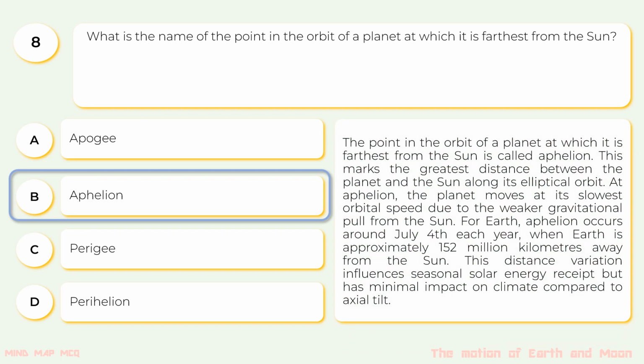The point in the orbit of a planet at which it is farthest from the Sun is called aphelion. This marks the greatest distance between the planet and the Sun along its elliptical orbit. At aphelion, the planet moves at its slowest orbital speed due to the weaker gravitational pull from the Sun. For Earth, aphelion occurs around July 4th each year, when Earth is approximately 152 million kilometers away from the Sun. This distance variation influences seasonal solar energy receipt but has minimal impact on climate compared to the axial tilt.